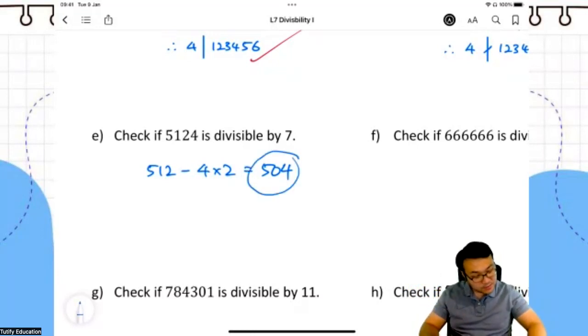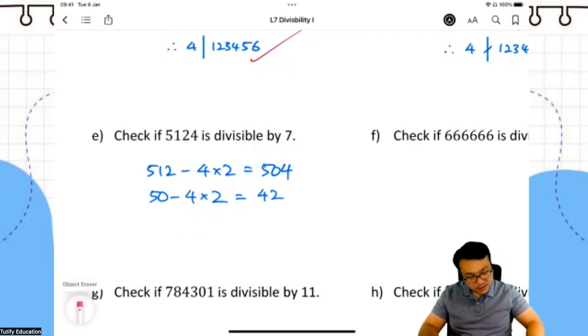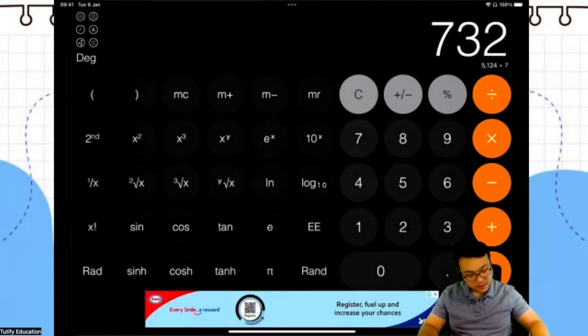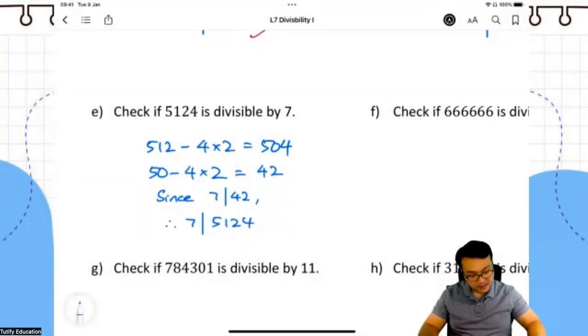I want to know whether this is divisible by 7 now. I take the last digit, I multiply it by 2, and I subtract it from the remaining part of the number. And I get 42. And I know that 7 divides 42. Since 7 divides 42, therefore 7 should also divide 5124. Let's take a look. 5124 divided by 7, and you get a nice whole number. Okay, students?